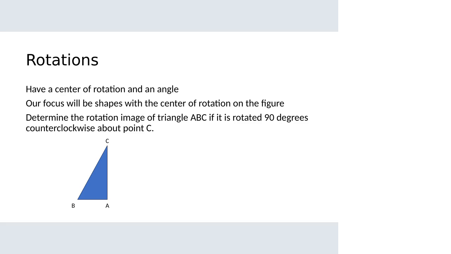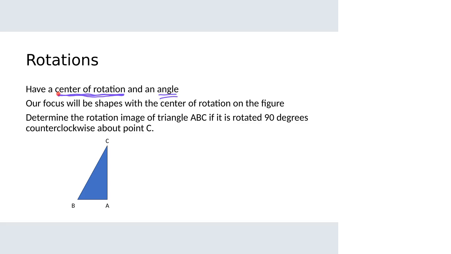Rotations. Rotations are going to be turns. We're going to rotate. And rotations always have a center of rotation and then an angle that tells us how far to go. So at the beginning, we had those vectors that told us what direction to go when we did a translation. With a rotation, we need to know how far to go. That's going to be the angle. And what are we rotating around? What is it that stays put?